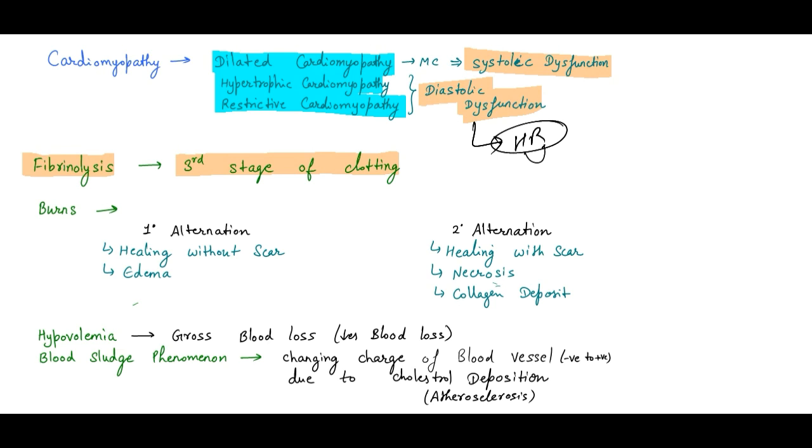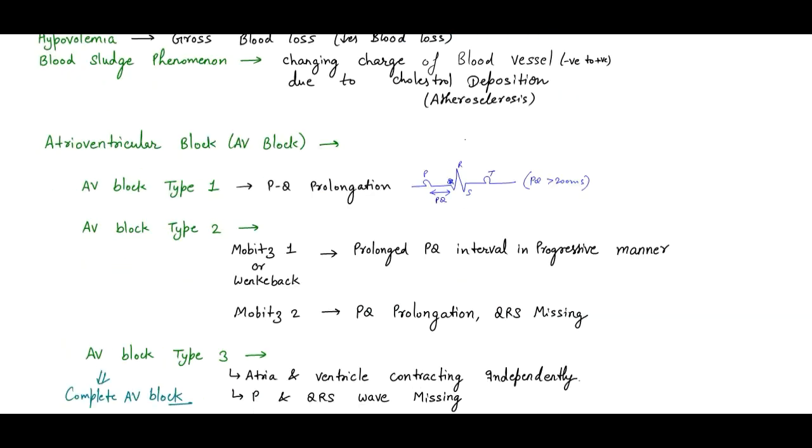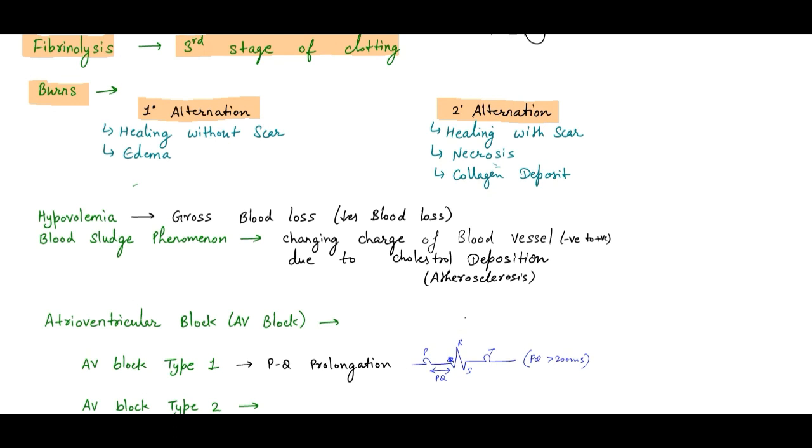Okay. Now talk about burns. We have two types, primary alteration and secondary alteration. Remember, in primary alteration there is healing without a scar. There is no formation of scar in primary alteration, but in secondary alteration we see the formation of scar. And we will see edema here, and in secondary alteration we see necrosis.